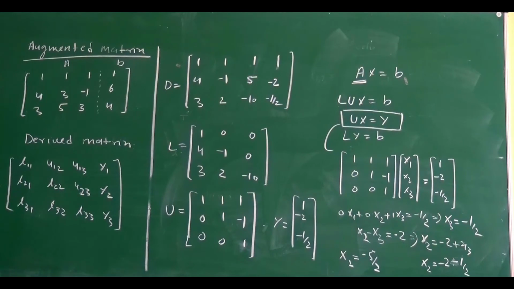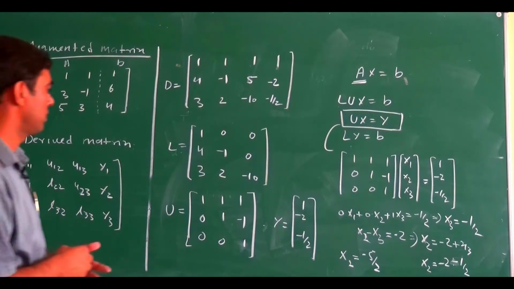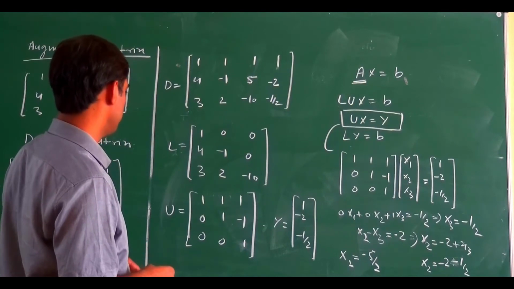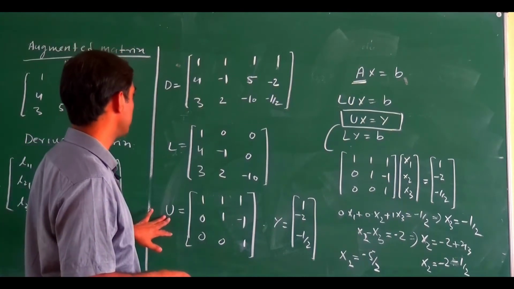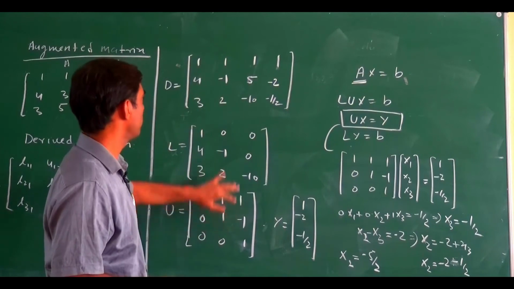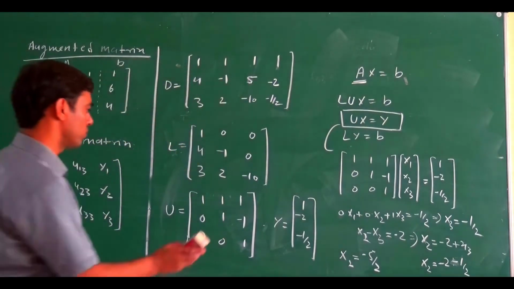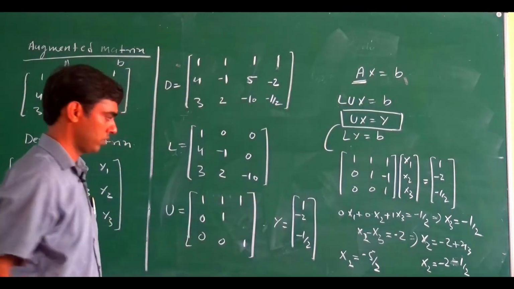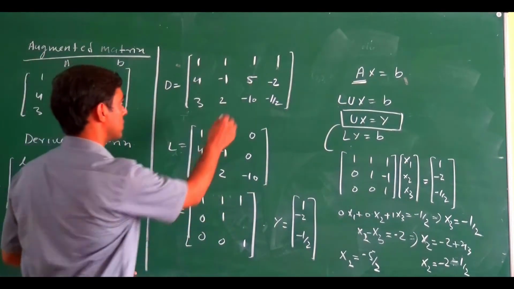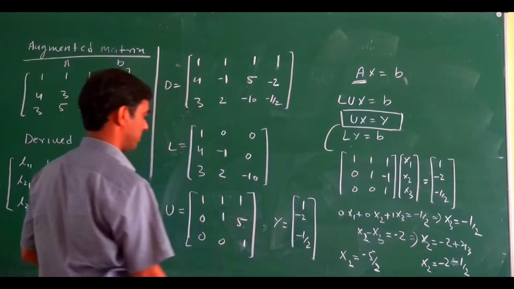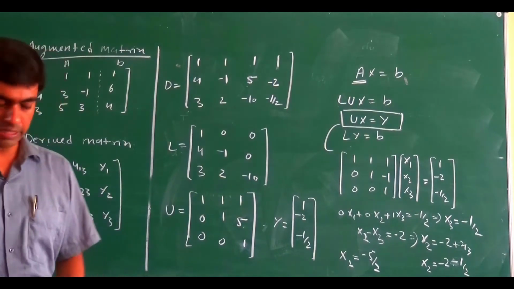Here we wrote it in a wrong way. This one is U. U we write as 1, 1, 1. This one is a 1 and this one is a 5. Here we noted down the wrong value. So this one is a 5. That's why this one is correct.